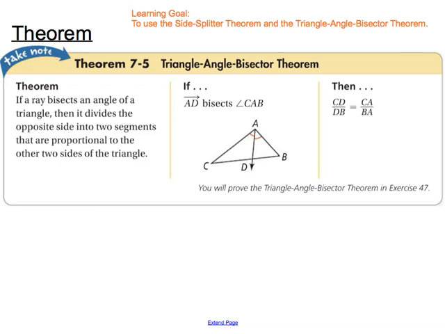And so we have our second theorem of the lesson, the triangle angle bisector theorem. It states that if a ray bisects an angle of a triangle, then it divides the opposite side into 2 segments that are proportional to the other 2 sides of the triangle. So here we can see that CD, this part of the segment, is to its shorter part as the longer leg is to the shorter leg. So longer part of the opposite side is to the shorter part of the opposite side, as the longer leg is to the shorter leg.